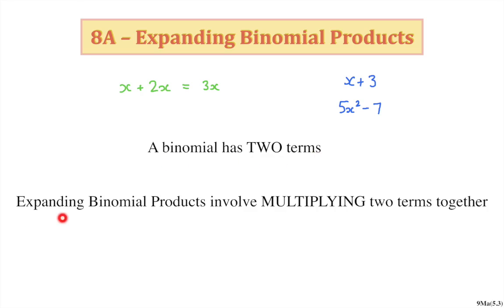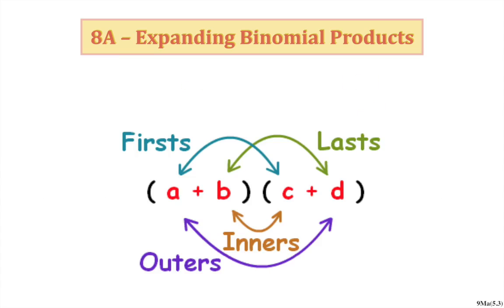And when we expand binomial products, remember, products means we're multiplying. Expanding binomials means we're multiplying two terms together with something else. So, let's have a look at this concept here. Now, it looks quite confusing when you look at the slide here, but I want you to remember, when you are expanding brackets, I'll often refer to this.